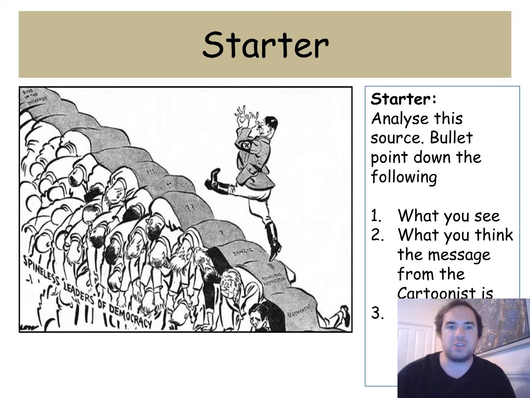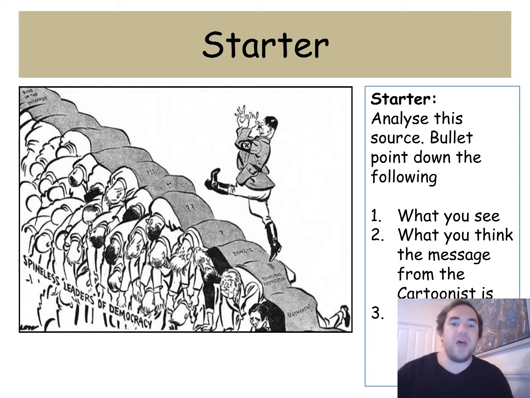So the first thing you need to do is look at this source. Ideally, if you can, print it out and stick it into your book, but if not, bullet point notes below is absolutely fine. But I want you to take some notes on what you see, what you think the message from the cartoonist is, or what he or she is trying to say, and what further observations you have, or what the wider implications of this are.